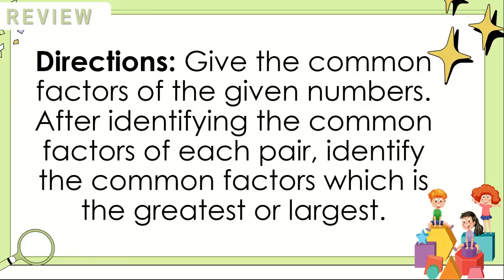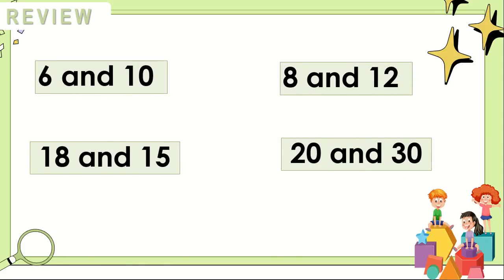For the review, give the common factors of the given numbers. After identifying the common factors of each pair, identify the common factor which is the greatest or largest. For the first pair, we have 6 and 10, 8 and 12, 18 and 15, and 20 and 30. Let us now answer.